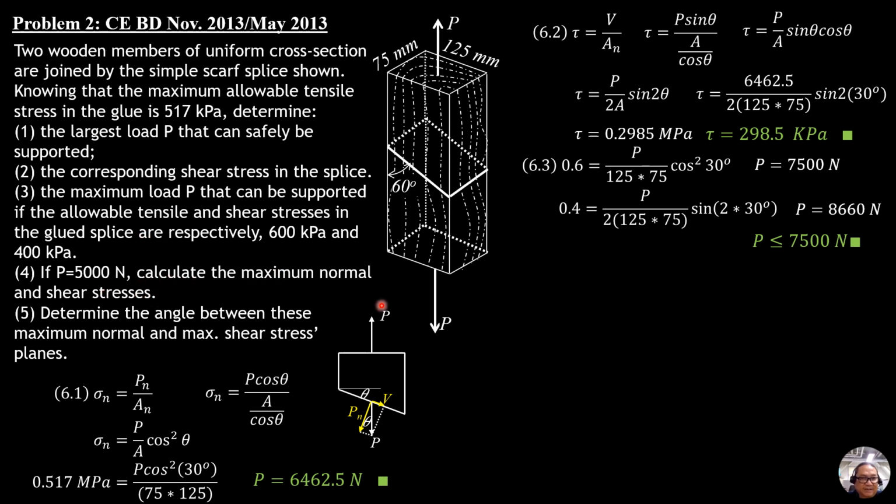If P is 5,000 newtons, calculate the maximum normal and shear stresses. So our maximum normal stress formula is this, and this is maximum if cosine square of theta is maximum. The maximum value of sine and cosine is 1, and that happens when theta is 90 degrees. That is, the load is directly perpendicular to the cross-sectional area of the wooden bar. So substitute here, take note that we replace this by 1. So sigma max equals 5,000 times 1,000 to convert it to newtons.